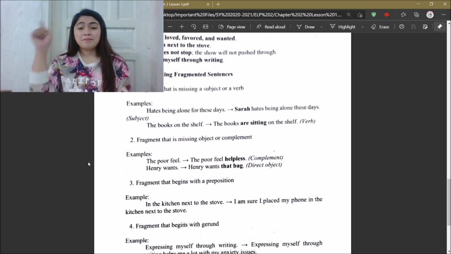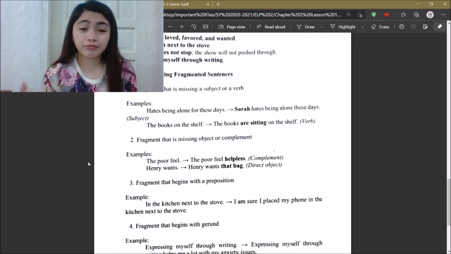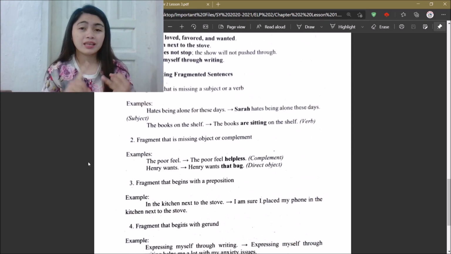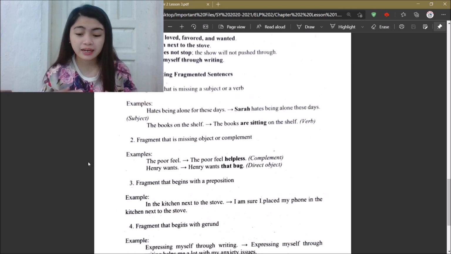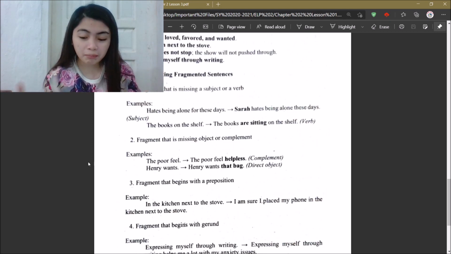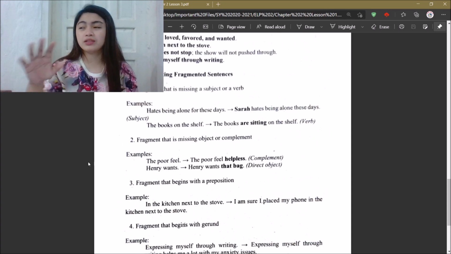Okay, next. It is missing a verb. So, dito, the books on the shelf. Ano nawawala? Yung ating be verbs. Ano ba yung be verbs natin? We have the am, is, are, was, were, has been, are being, might have been, become, and seem. And so, marami pa yan.